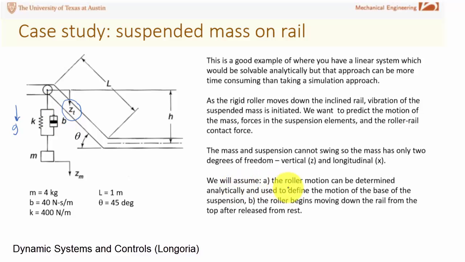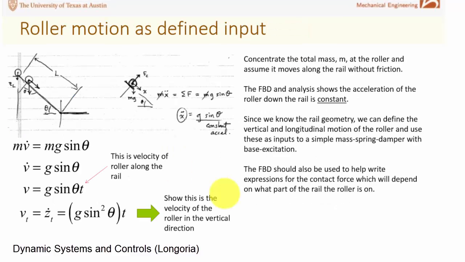So we're going to assume that the roller motion can be determined analytically and then used to define the motion of the base, and also that the roller begins right at the top here. And then from there we can solve for the rest of the motion using a simulation. So how do you go about finding that roller motion as a defined input?